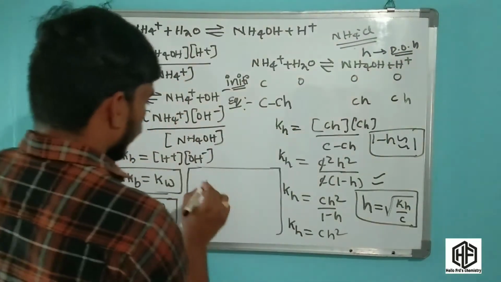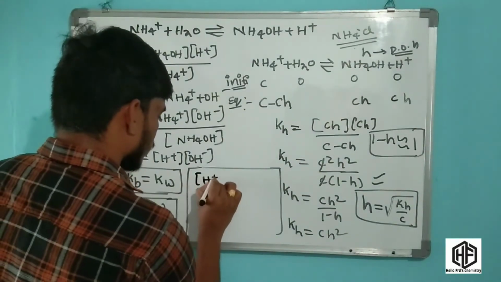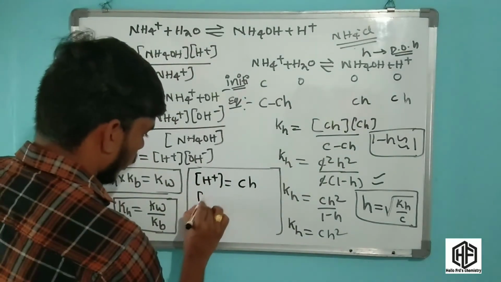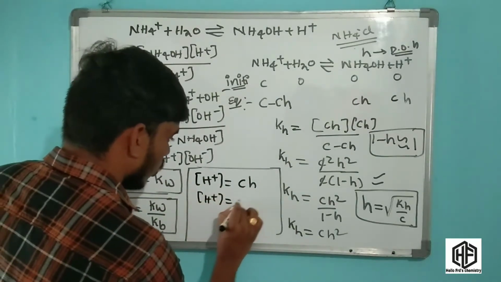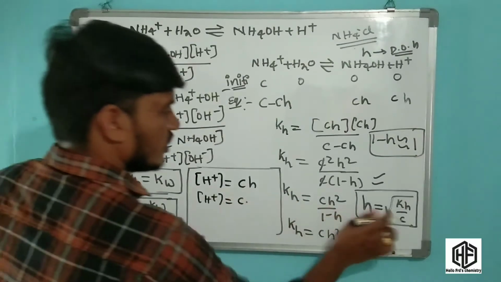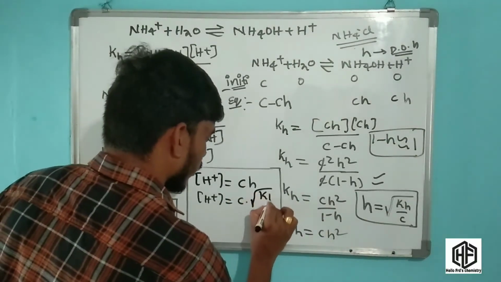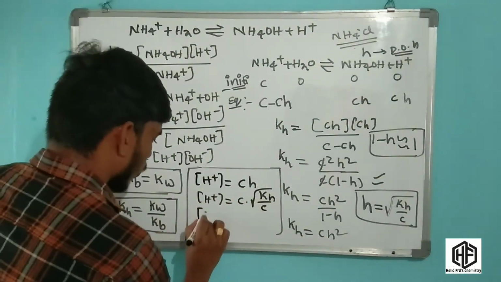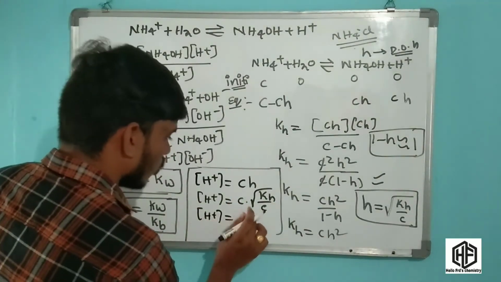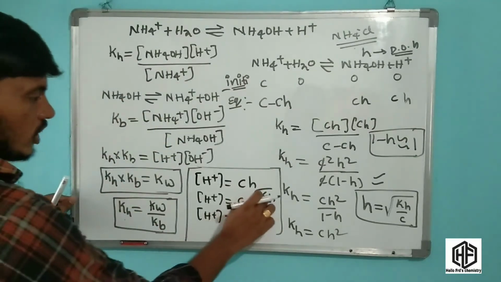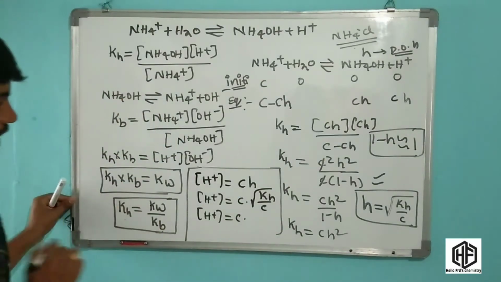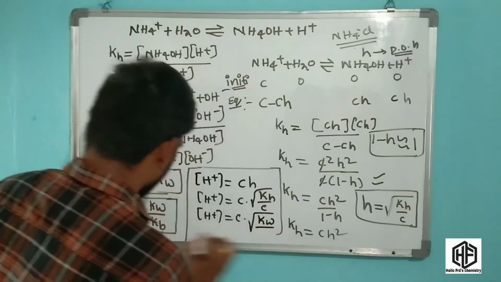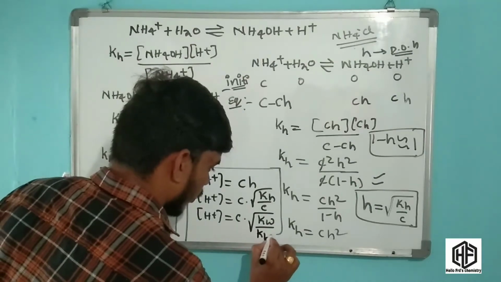Friends, this is the H+ ion concentration of this reaction: [H+] = C·h. Now h is equal to root over Kh by C. Now [H+] = C into what? Kh is equal to Kw by Kb, so Kh = Kw by Kb into C.